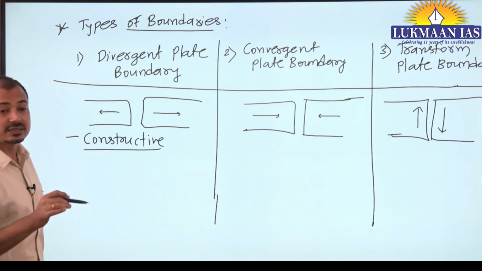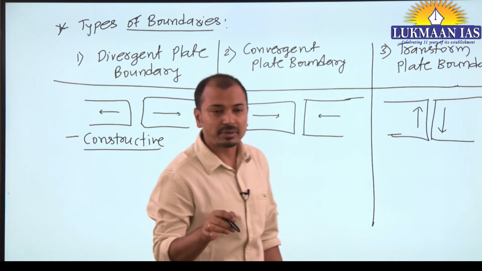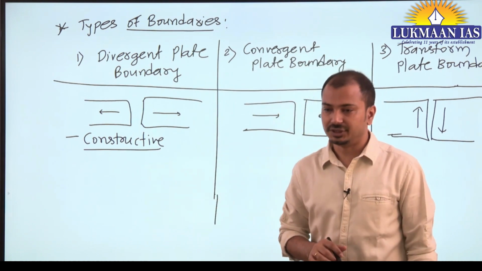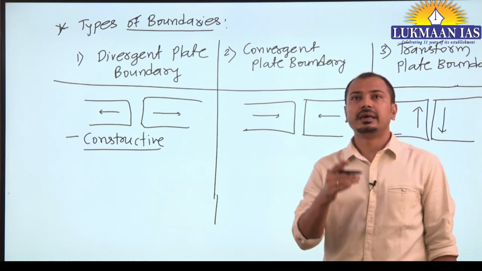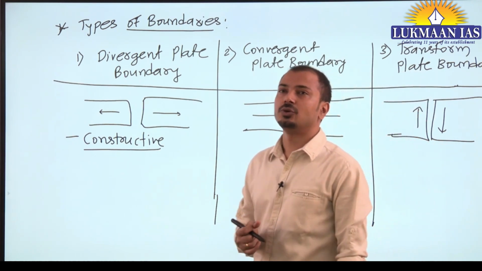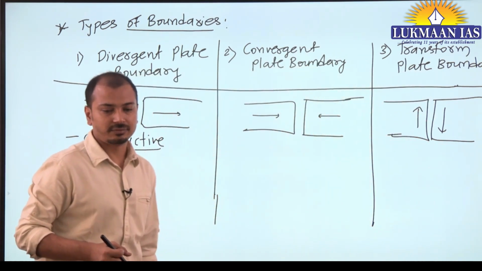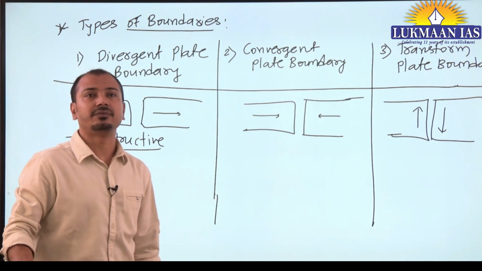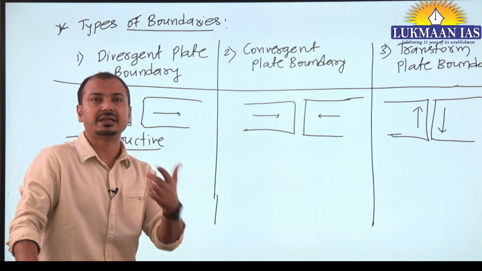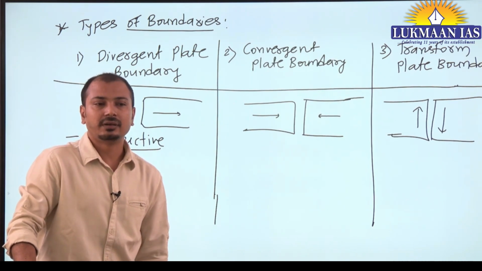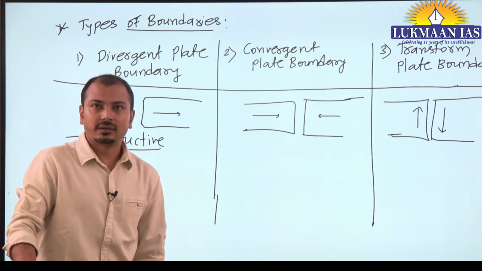Constructive. Why constructive? What happens at the mid-oceanic ridge region? Volcanic eruptions, mountain formation. Yes, online students, you also give answers from time to time. What happens when, let's say, there is a mid-oceanic ridge region? In the previous lecture we learned about this. The lava erupts and formation of rock happens.